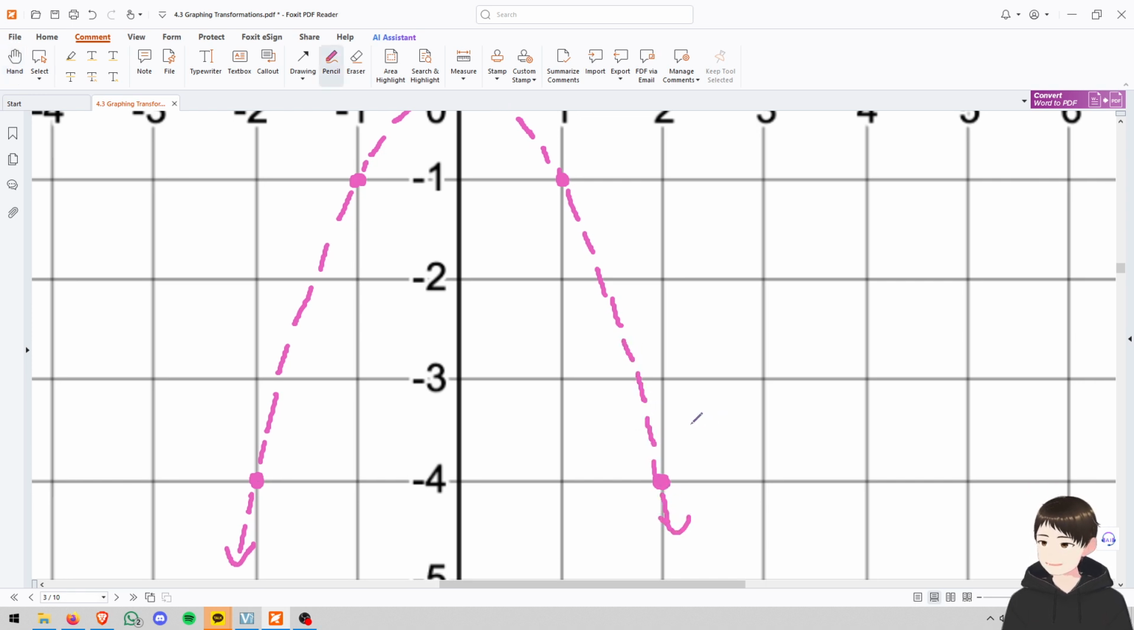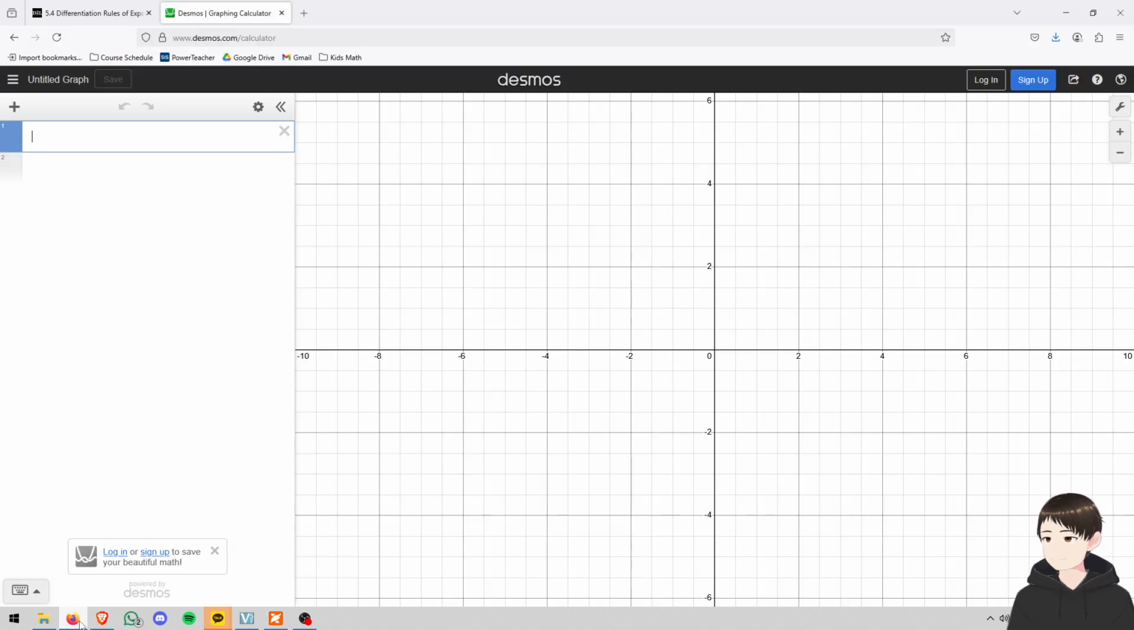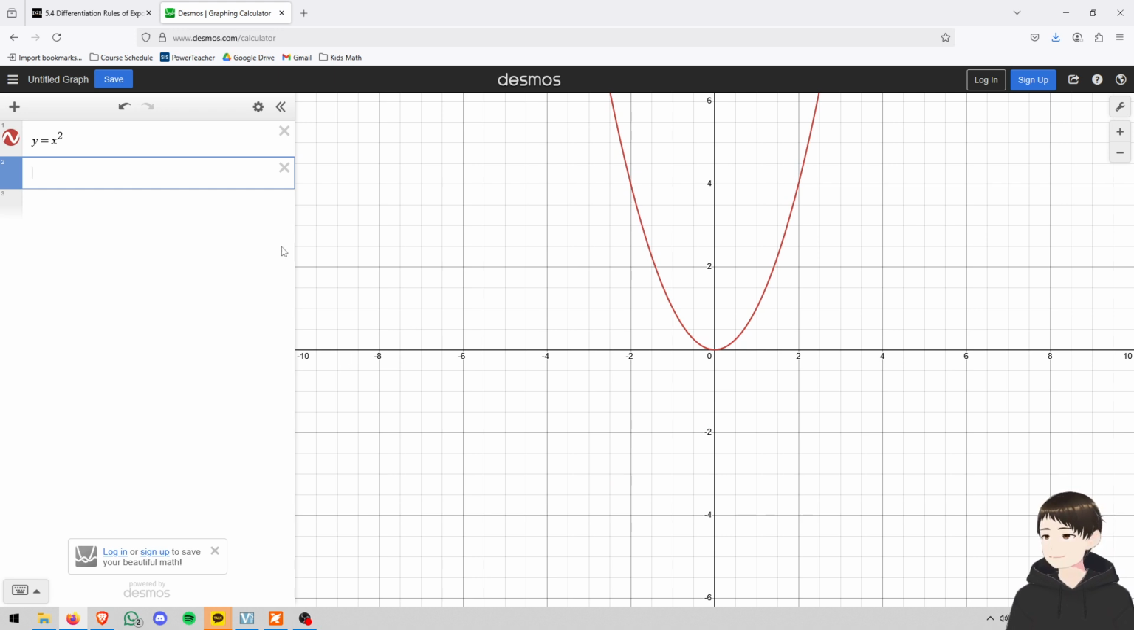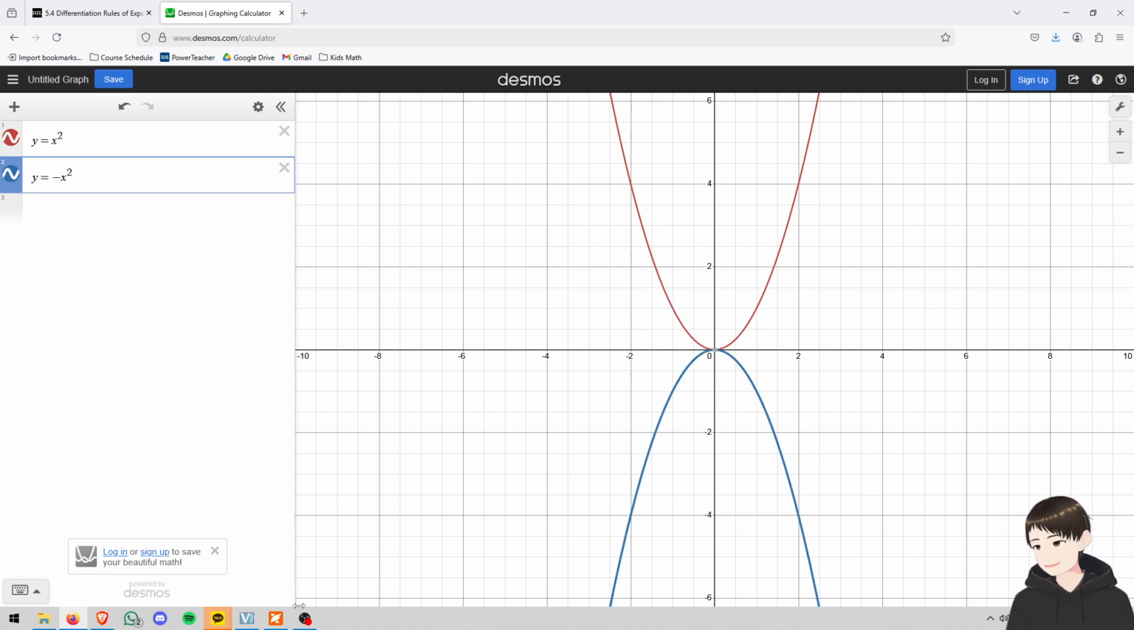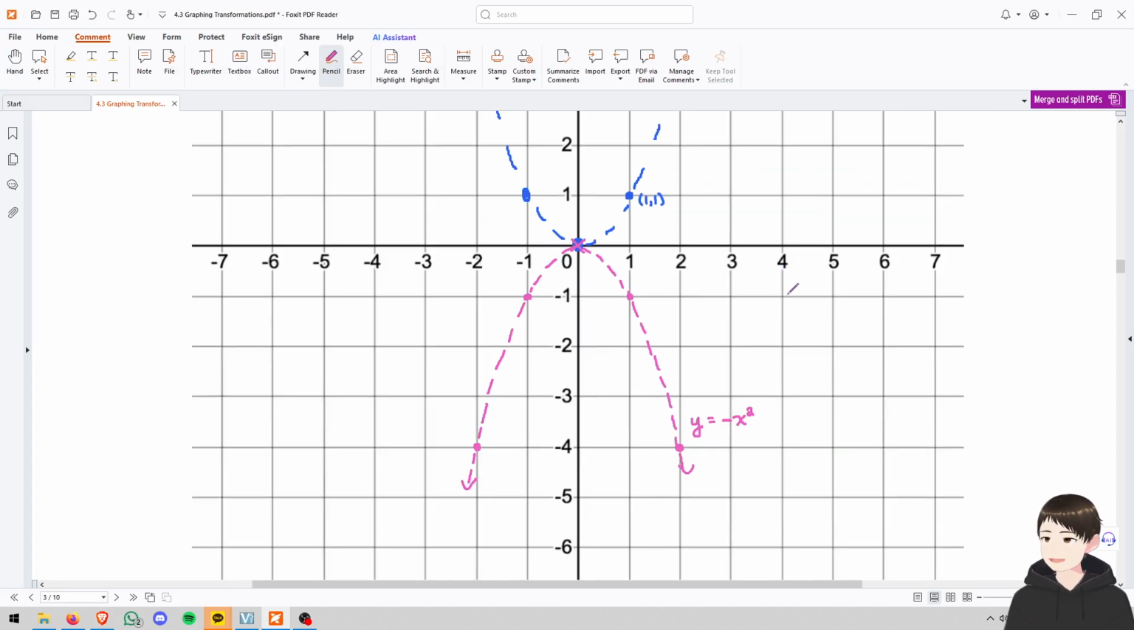And for the record, I'm going to write y equals a -1 times x squared. This is -1 times x squared. Just to confirm, let's go to Desmos. You ready? If y equals x squared is my parent function, y equals -x squared is my upside down. So we're doing it right. Okay, let's keep going. What's my next transformation?